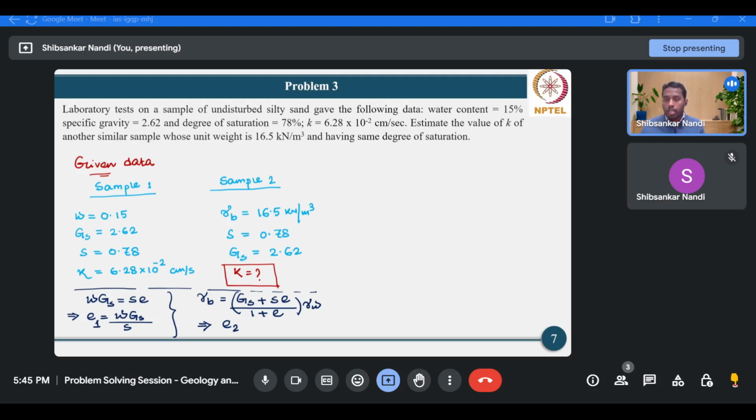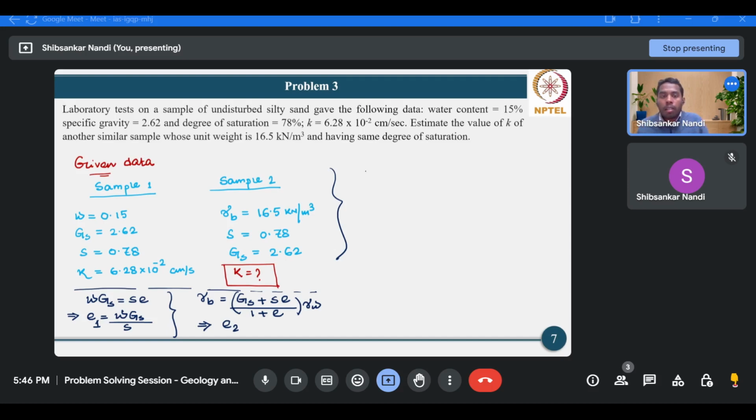Now among these, as you can see from the given data, the E value would be different for these two samples, E1 and E2. So we can only conclude once we calculate these two E values for the given two soil samples, E1 and E2. We'll first do that, and then we'll see whether E1 and E2 are different or the same. Accordingly, we have to calculate the hydraulic conductivity for sample 2.